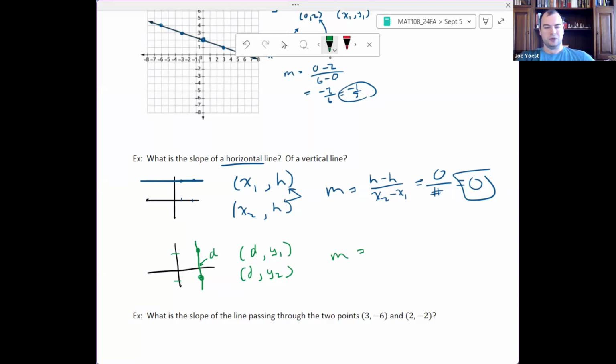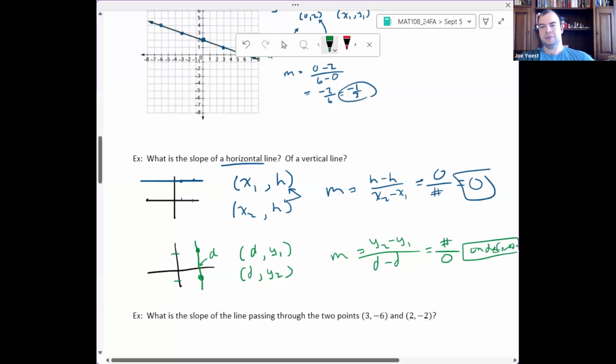Now what is m? Well, it's the rise, y2 minus y1, over the run, d minus d. As long as we didn't choose the same point twice, if we choose two different points, we get a non-zero number divided by 0. If I have a straight up and down wall, I can't walk forward along the wall. This is undefined.